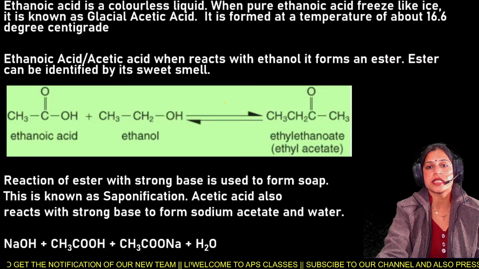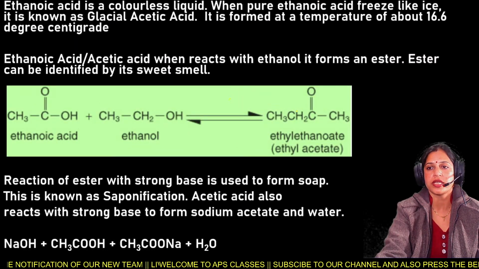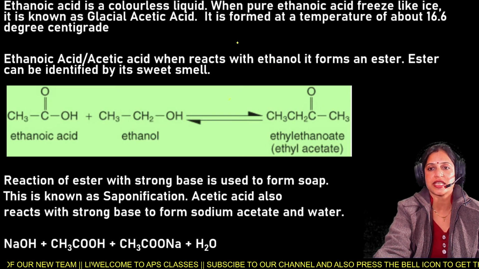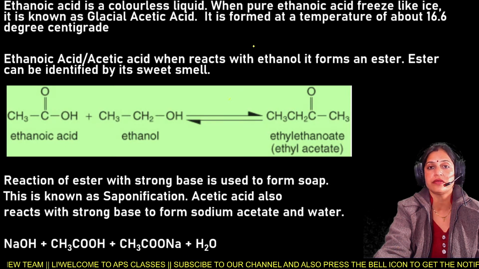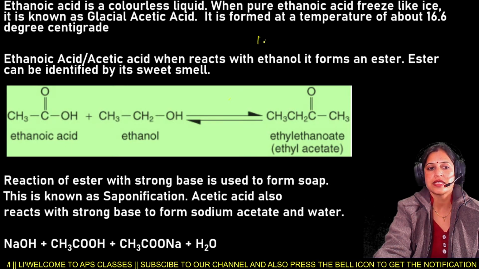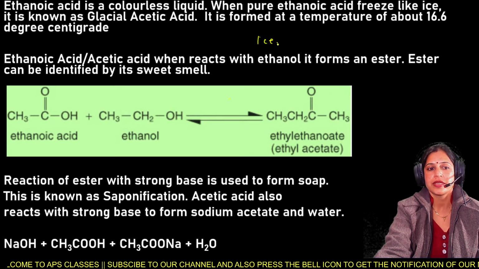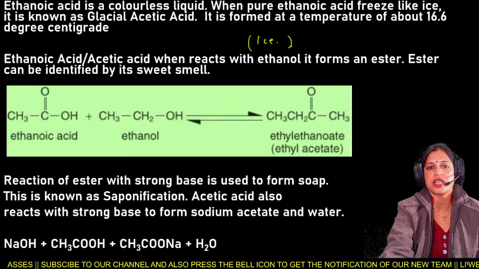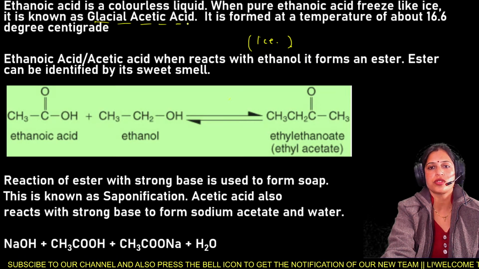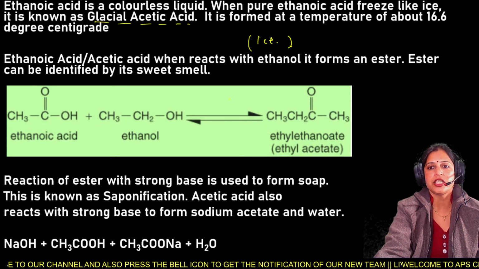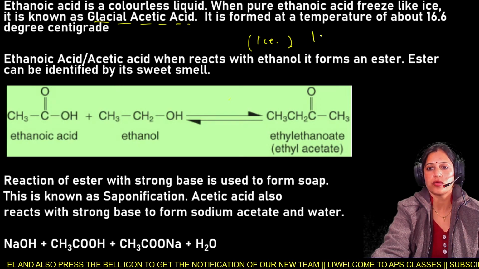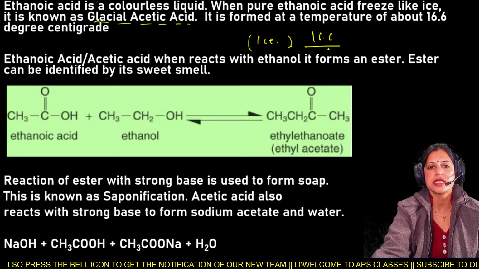Ethanoic acid is a colorless liquid. When pure ethanoic acid freezes like ice, it is known as glacial acetic acid. Okay, beta, tomorrow is your science exam. Glacial acetic acid is formed at a temperature of about 16.6 degrees centigrade.